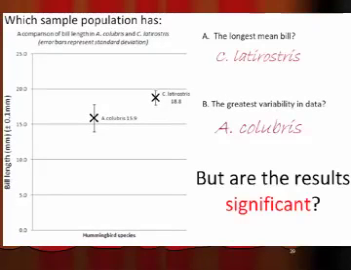Okay, so the longest mean bill, C. latirostris, as you can see, 18.8 is definitely bigger than 15.9, yes. But which one has the greatest variability in data? We can see that the one with the bigger error bars, A. colubris, is the one that has more variability, okay? But are these results significant? Are they significantly different from each other? Is 18.8 really that much different than 15.9?